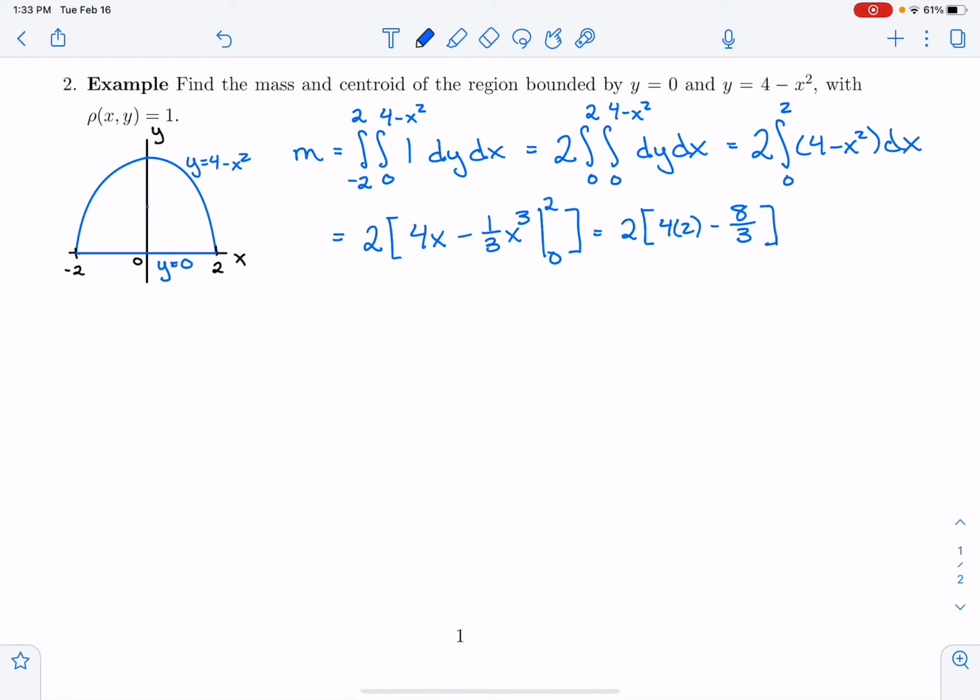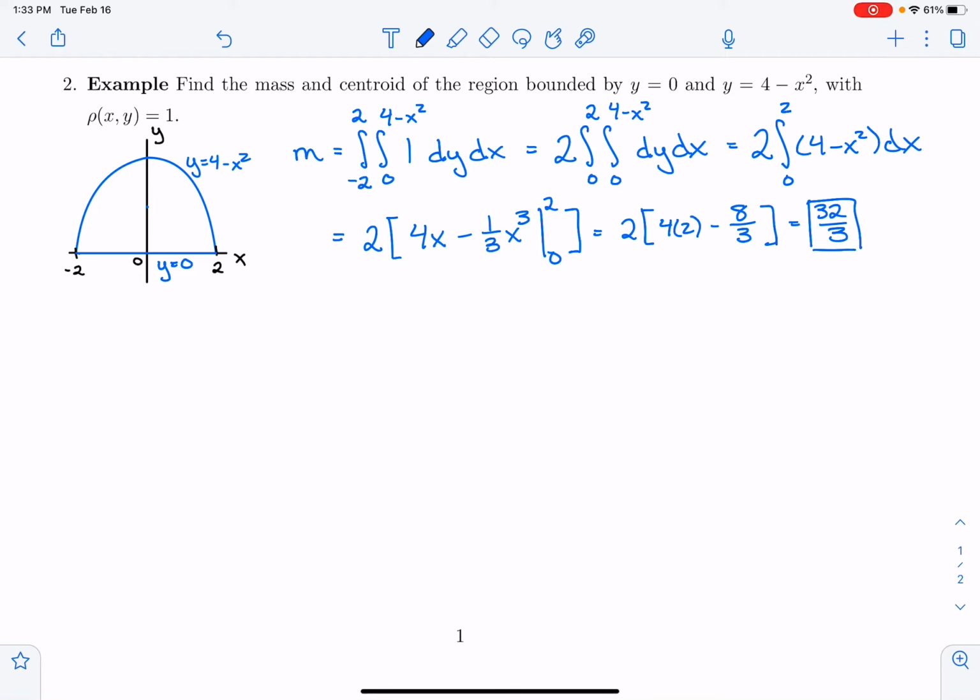Okay, so this is going to be 2 times 8 minus 8/3. Now, 8 minus 8/3, that's going to be 24/3 minus 8/3. So that's 16/3, and I multiply that by 2, and I'm going to get 32/3. Okay, so the mass of this plate, which is in this case the same as the area because the density is 1, the mass is going to be 32/3.